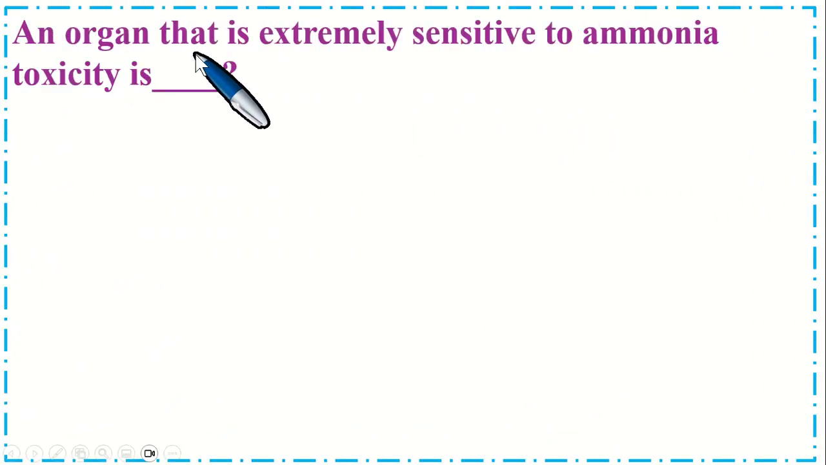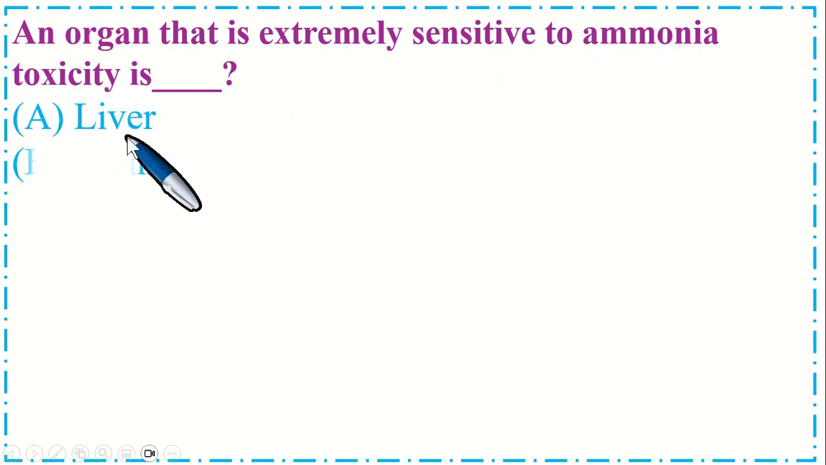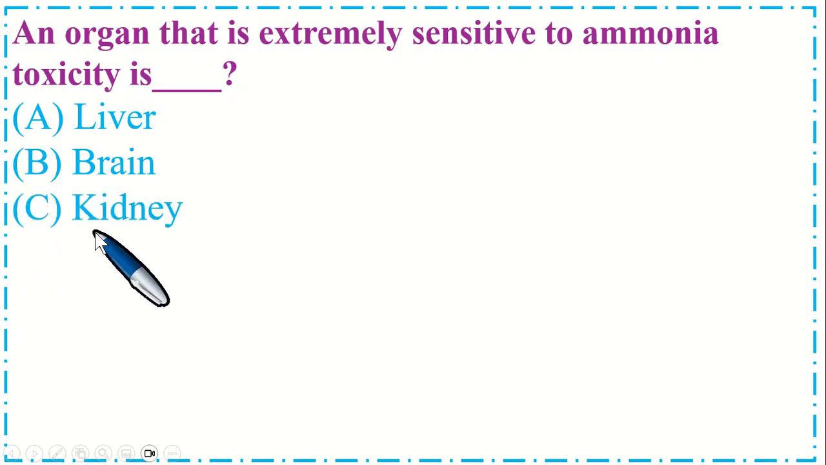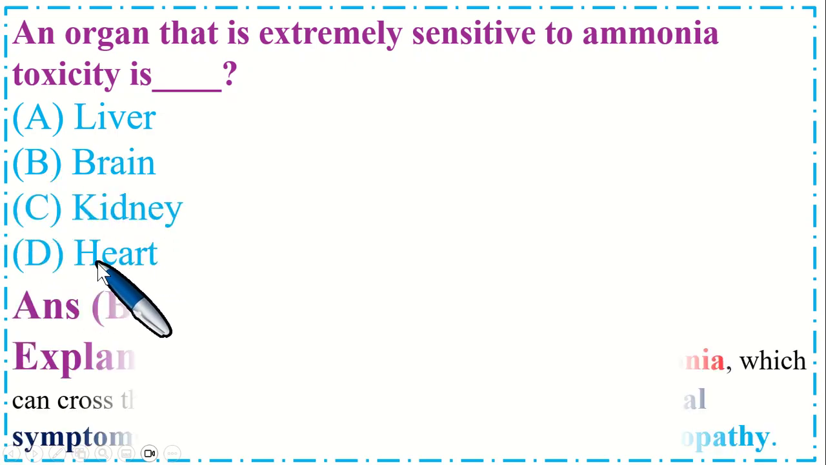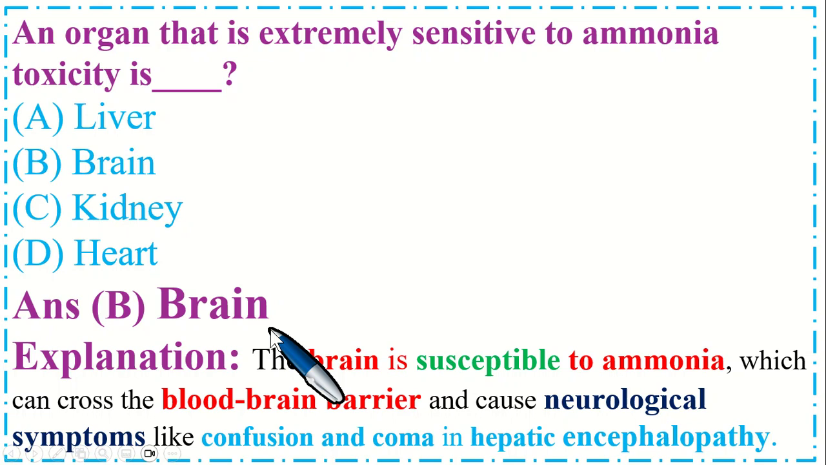An organ that is extremely sensitive to ammonia toxicity is dash. Option A liver, B brain, C kidneys and option D heart. So the correct option is B, brain. The brain is susceptible to ammonia, which can cross the blood-brain barrier and cause neurological symptoms like confusion and coma, and hepatic encephalopathy.